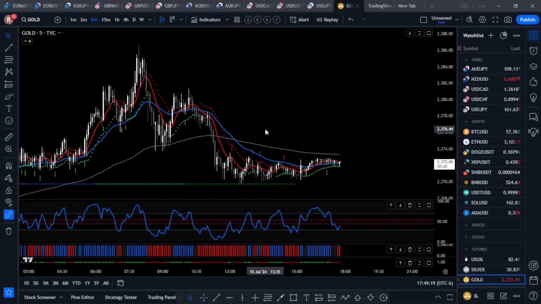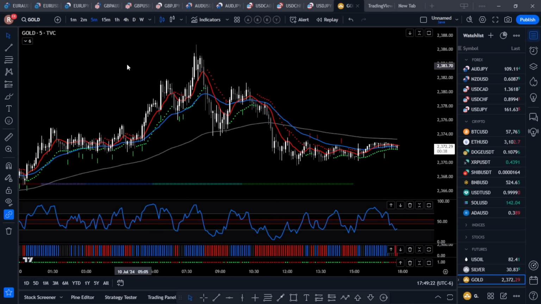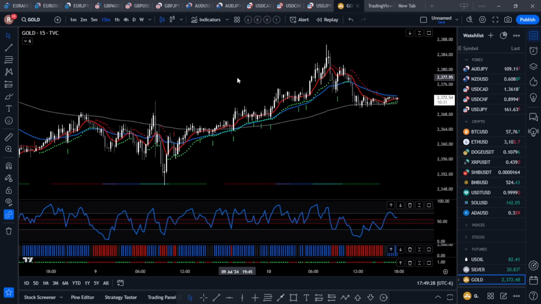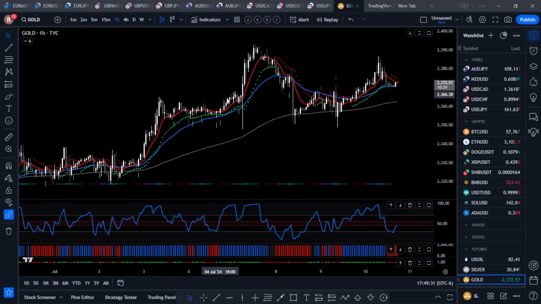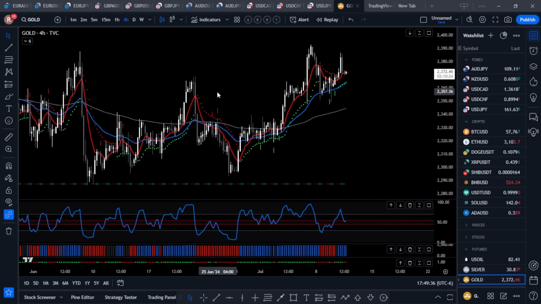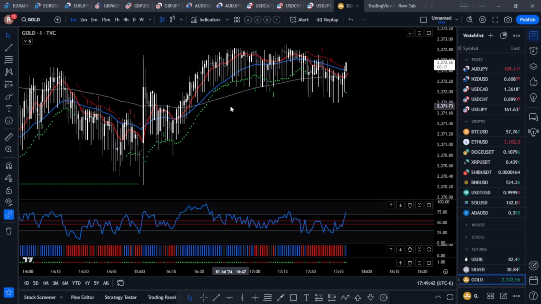So if we look at the 5 minute, this is much better, and it's not that much higher than the 1 minute. If we look at the 15 minute, again, this is really nice. If we look at the 1 hour, we've got quite a nice flow to that 1 hour. If we look at the 4 hour time frame, things are looking pretty good on the 4 hour. But when we get to that 1 minute, this is not something that you'd want to attempt to trade.